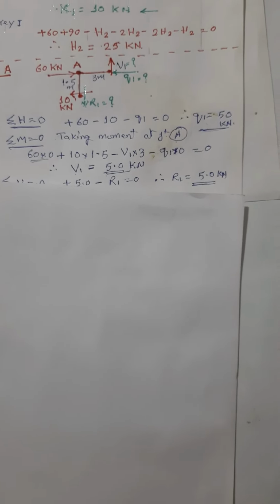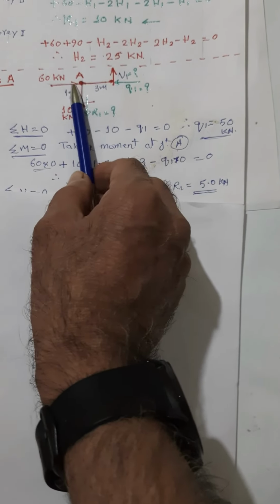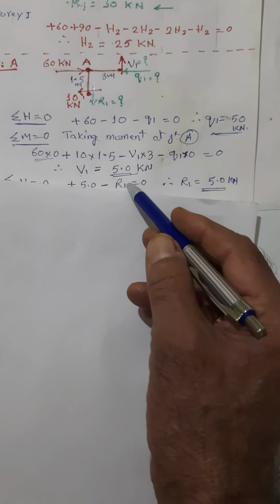Sigma V can be calculated because this is a horizontal force, this is a horizontal force, this is a horizontal force. Only this can be balanced by another force in this direction, and that is sigma V equal to 0. So we can calculate this value as V.